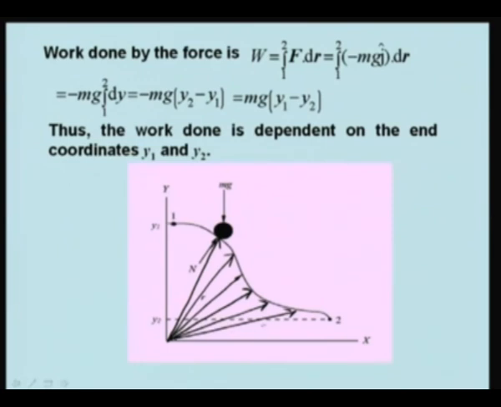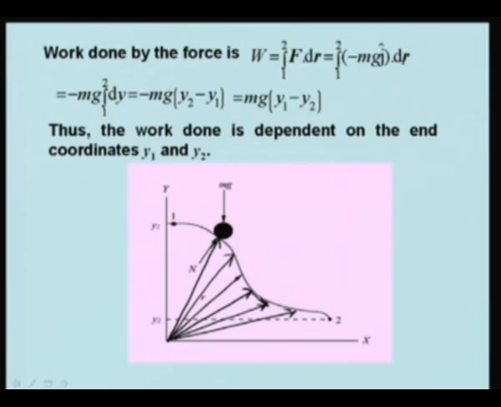Dr is the distance between two position vectors, like at this instant this is dr, provided the difference is very small, therefore it is indicated by dr. Work done by the force is W is equal to integral 1 to 2 F dot dr, which is integral 1 to 2 minus mgj, because the force is always constant and directed downwards in the y direction. Therefore, it is minus mgj dot dr.